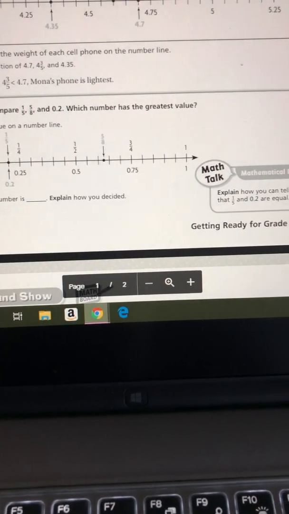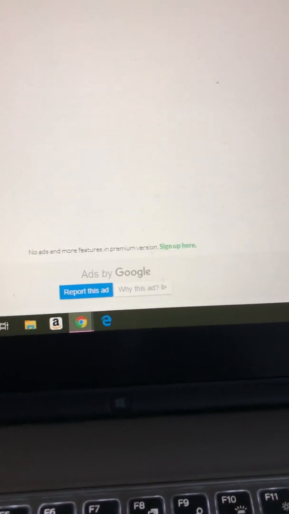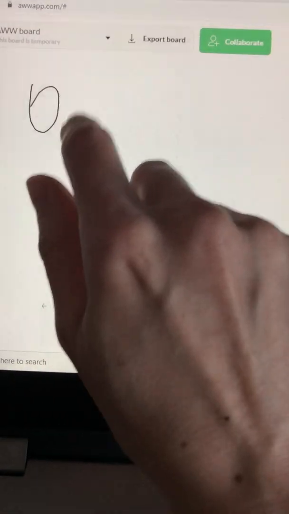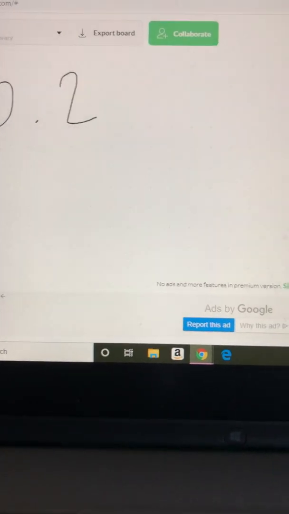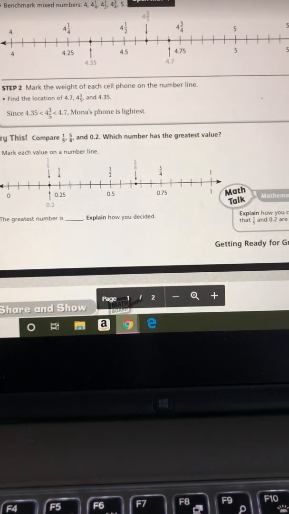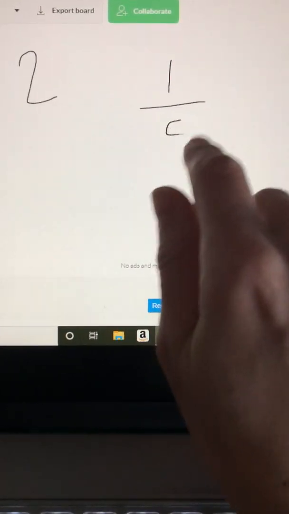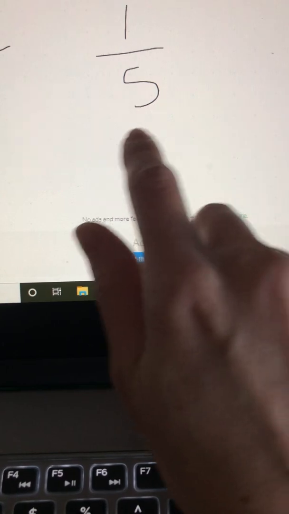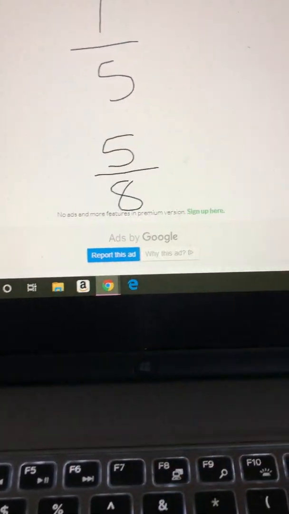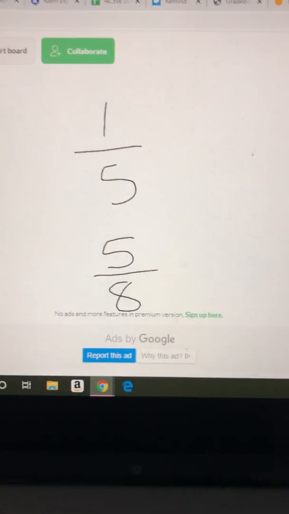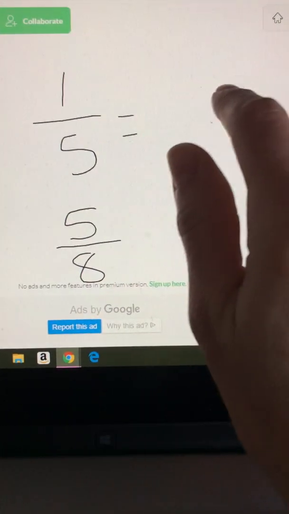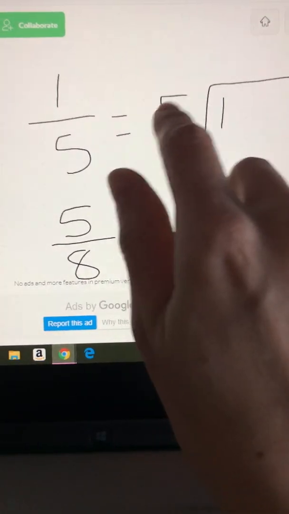All right, the numbers were 1/5 and 5/8. So we already have 0.2 as a decimal. Okay, now we're gonna convert, oh, I forgot the numbers. 1/5 and 5/8, okay. So we're gonna convert 1/5 and 5/8. Let me write them down before I forget again.